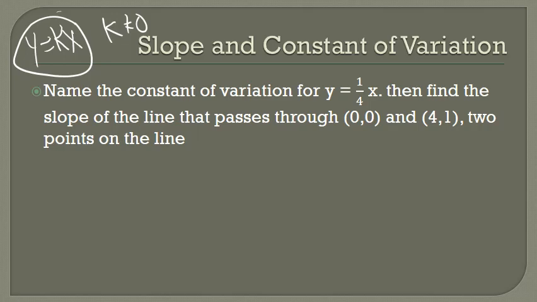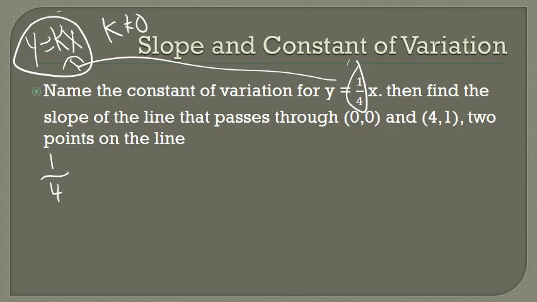And it says, name the constant of variation for y equals 1/4 x, and then find the slope of the line that passes through 0, 0, and 4, 1, which are 2 points on the line. Well, this is simple enough. The constant of variation is just simply 1/4. It's this value right here that we could ascribe to k.